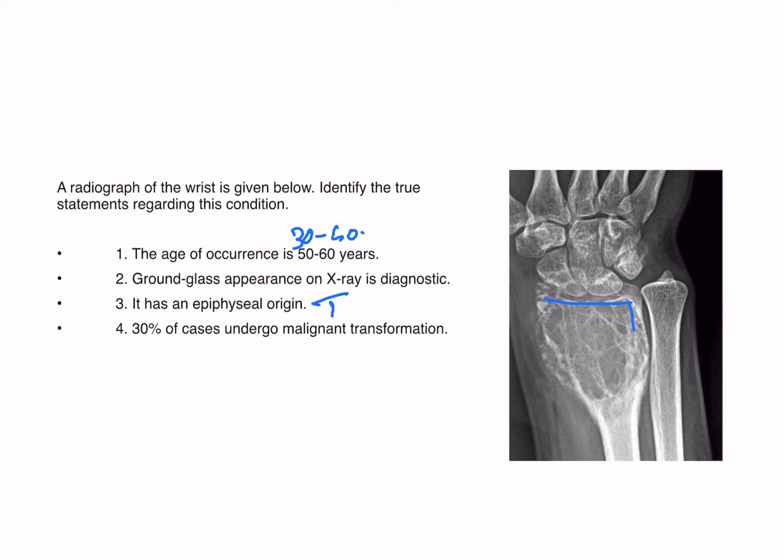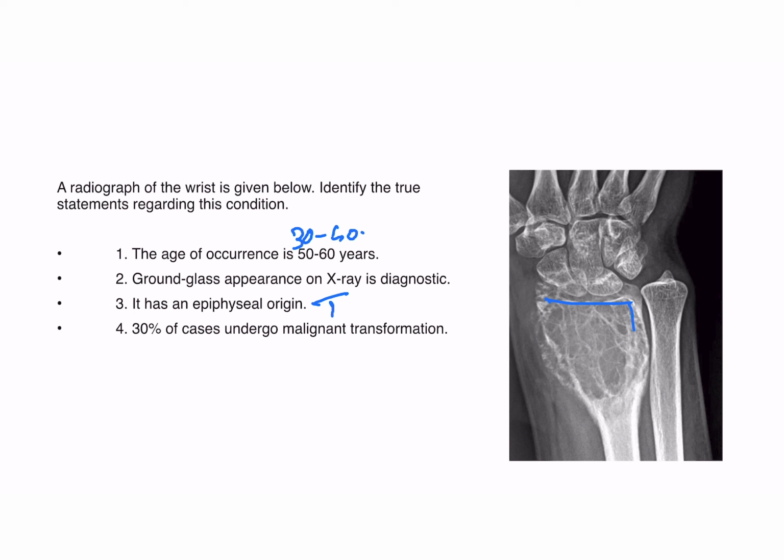See, the soap bubble appearance can be seen even in an aneurysmal bone cyst. It can be seen in several other tumors. So there are differential diagnoses for the ground glass appearance. Fibrous dysplasia can show a ground glass appearance, and so there are heaps of differential diagnoses.